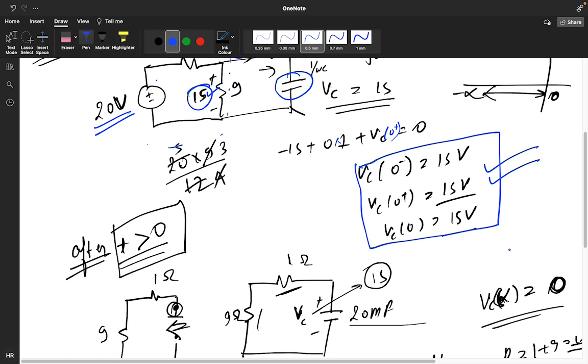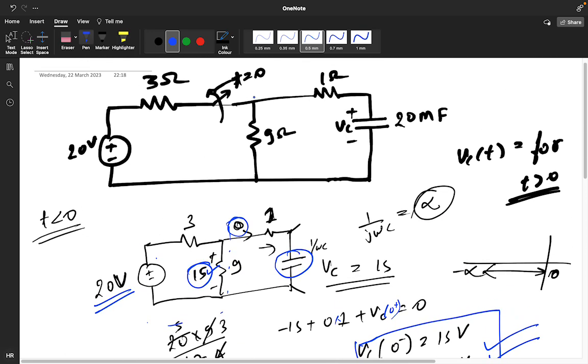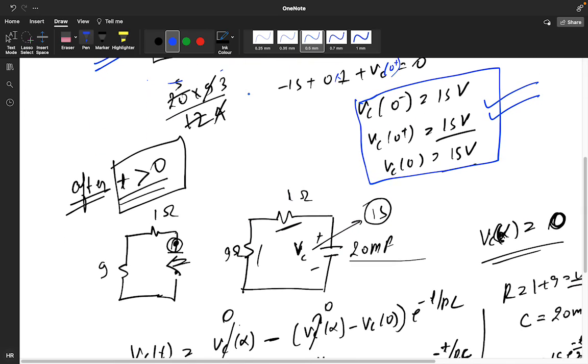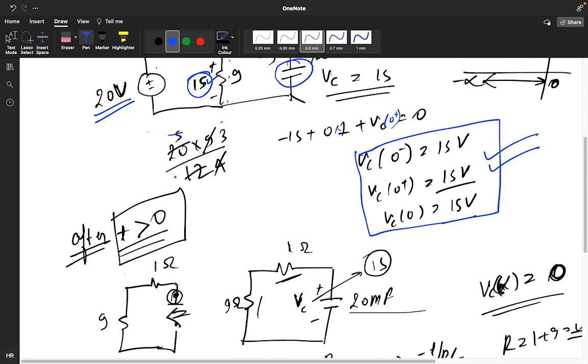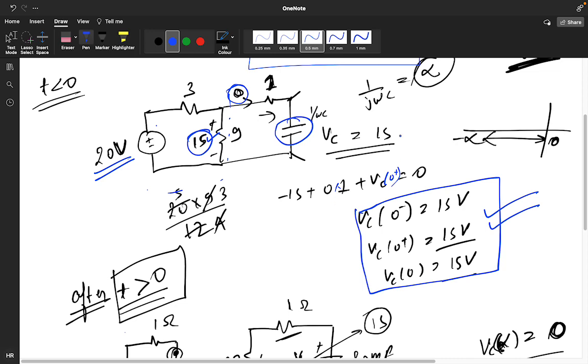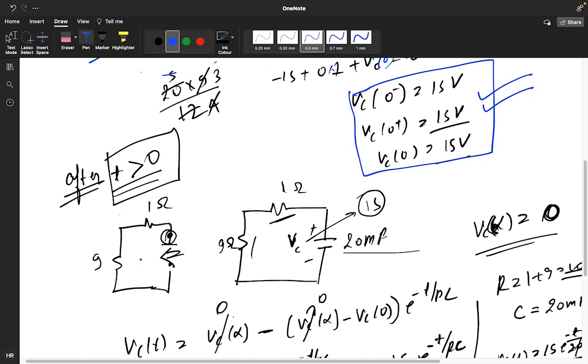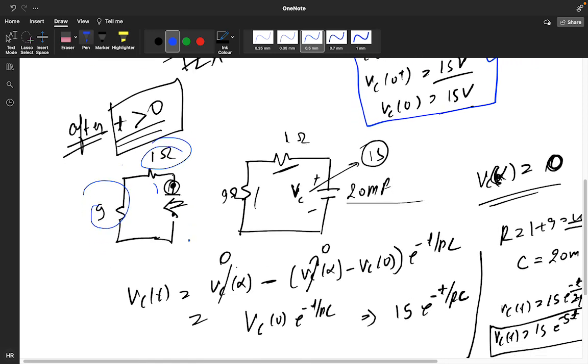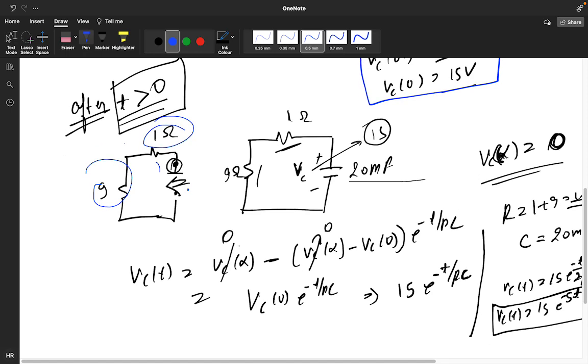Now at t greater than 0, my circuit is looking like this. So this is my circuit at t greater than 0. This initial capacitor voltage, what it stores, 15 volt, it's charged. So all the voltage that it's charged, it will get dissipated. The energy will get dissipated across the 1 ohm resistor and 9 ohm resistor, and Vc of infinite will become 0.